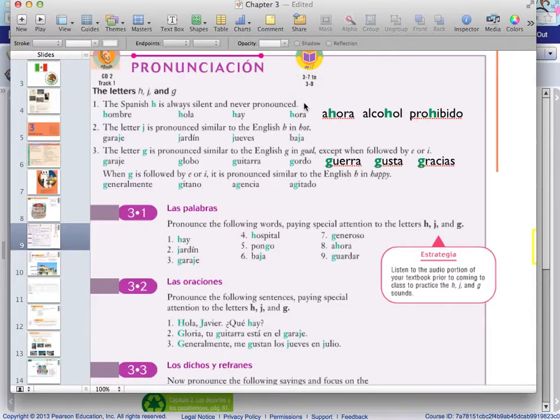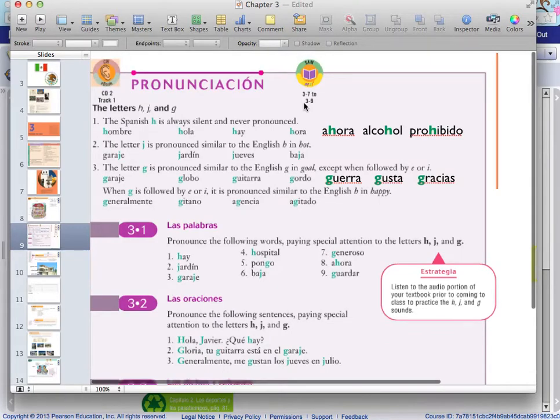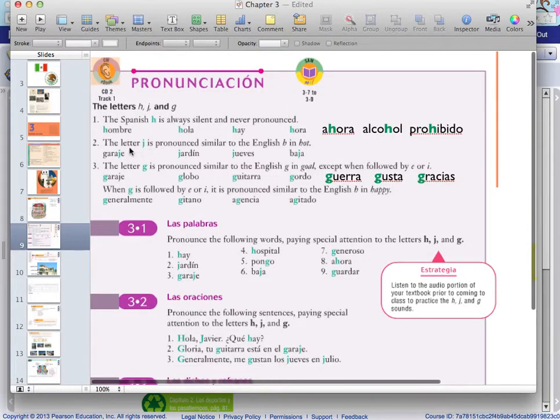So it's always silent. The letter J is pronounced similar to the English H in hot, but a little stronger, okay? Garaje, jardín, jueves, baja. It never has the sound J, okay? Never, as in just, never. It's always H, okay?